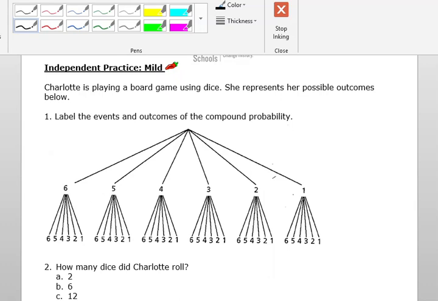And I want you to try the independent practice mild on your own. Pause the video, take a few minutes to get it done, and then if you want, hit play, and I will go over it.